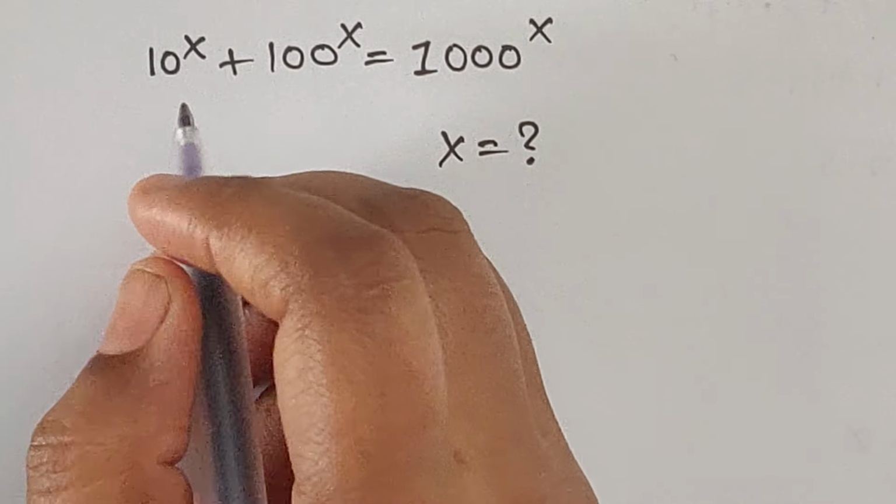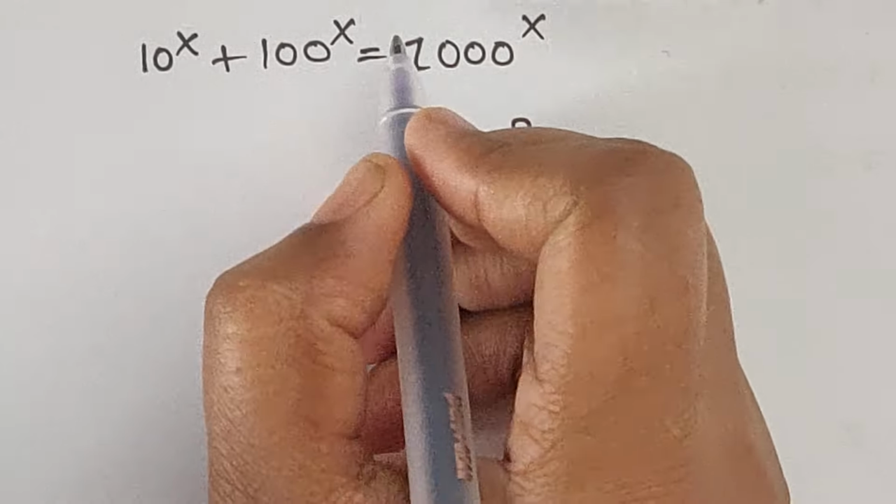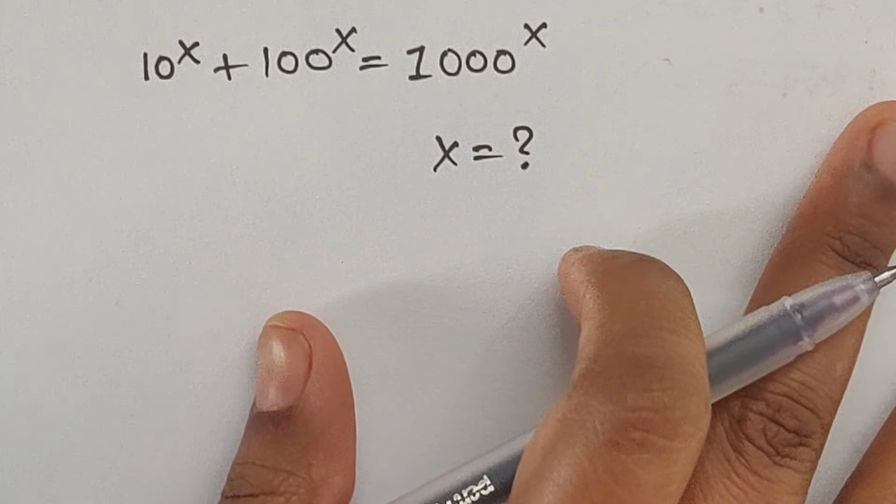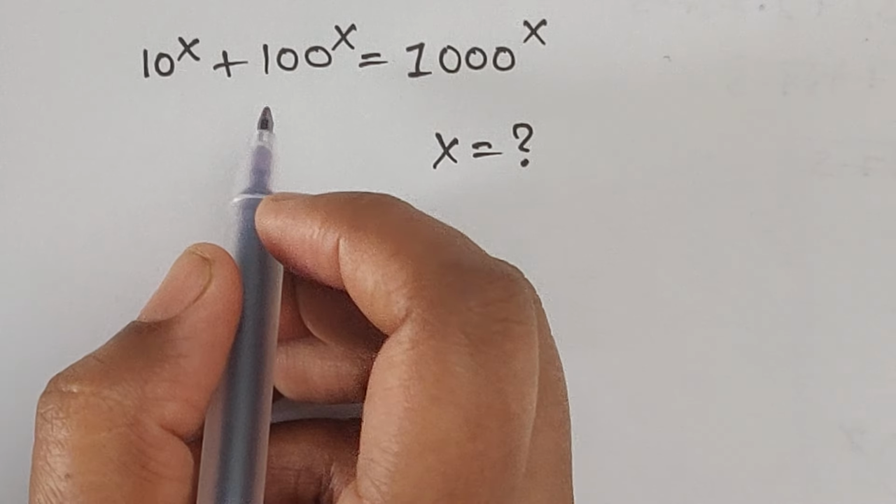Here we have one problem, that is 10 to the power of x plus 100 to the power of x equal to 1000 to the power of x. So in this problem we are to find the value of x. So how do we solve this problem? Let's see.